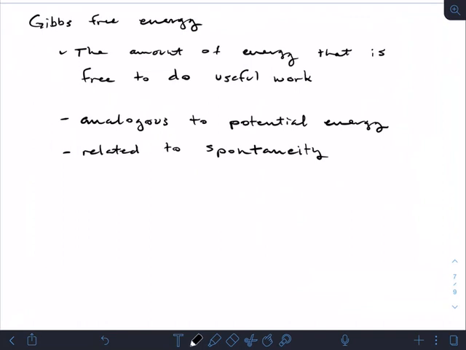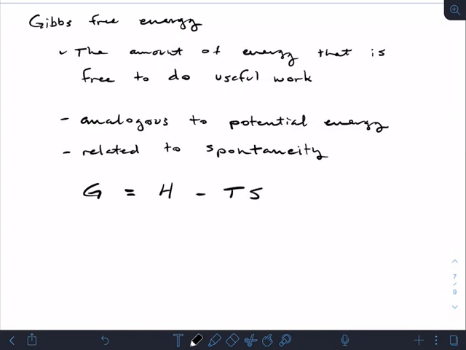All right, welcome back. We are about halfway through our lecture on Chapter 19, so this is our second video for Chapter 19. We're starting with the concept of Gibbs free energy. What makes free about Gibbs free energy is that it's the amount of energy that is free to do useful work. It's analogous to potential energy and related to spontaneity.